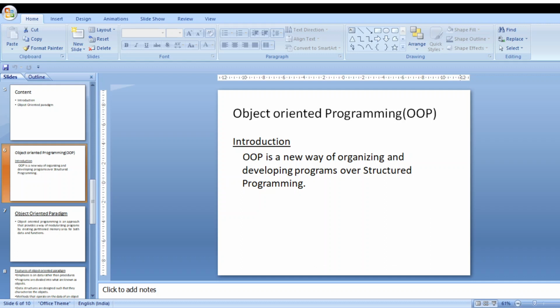The topic of this session is object-oriented programming. All of you are familiar with the C programming. After learning C programming only, which is the basis, basically which is taught in all the courses, then one will move on to OOP-based languages. OOP is a new way of organizing and developing programs over structured programming.